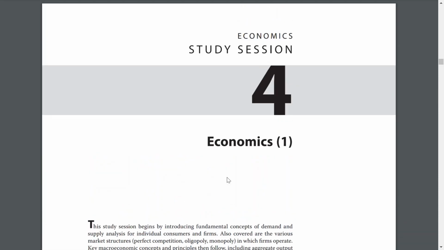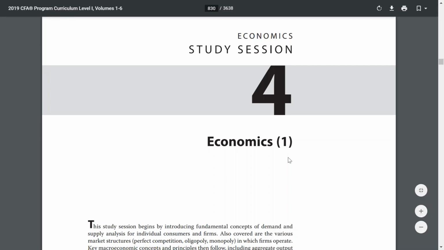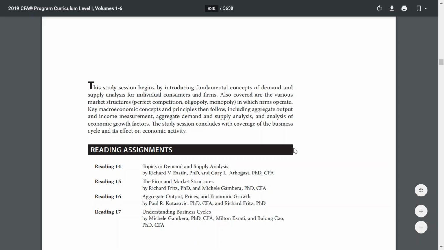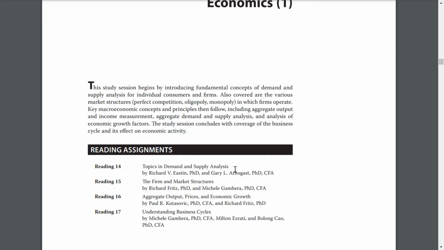All right, so, the study session for Economics 1. This study session introduces the fundamental concepts of demand and supply analysis for individual consumers and firms. Also covered are various market structures, perfect competition, oligopoly, and monopoly, in which firms operate. Key macroeconomics concepts and principles then follow, including aggregate output and income measurements, aggregate demand and supply analysis, and analysis of economic growth factors.